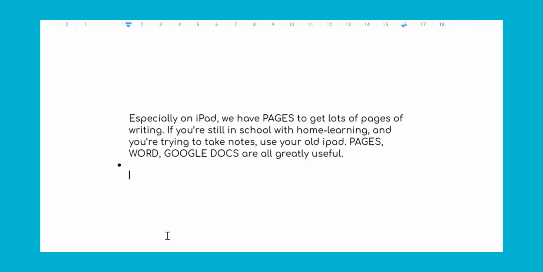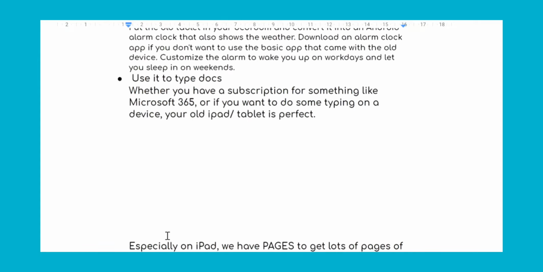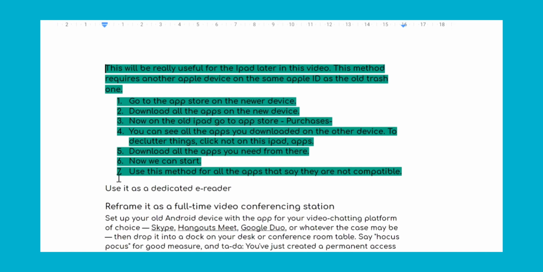So the first idea, which is actually really great, is you can turn your old iPad into an e-reader. It's really, really easy, and all you have to do is download a few apps. I've downloaded a few apps, and I've made a section called books, because my device is tiny, you could say.